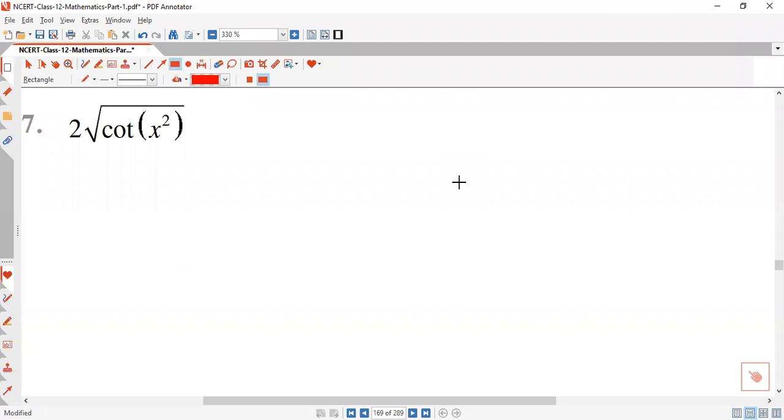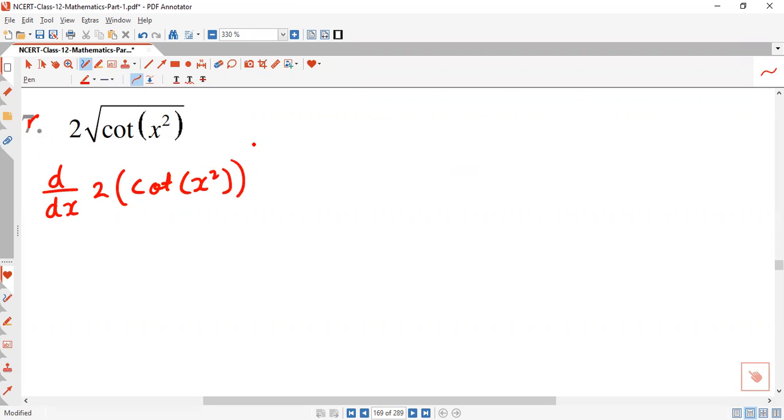Now, I would like to do this question number 7. See, 2 times square root of cot x squared. So we want to find the dy/dx of this question. 2 times this root. I write it this way, better: 2 times cot x squared raised to power half. We want to do the differentiation of that part.